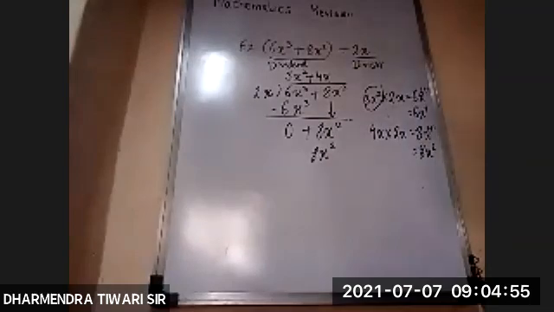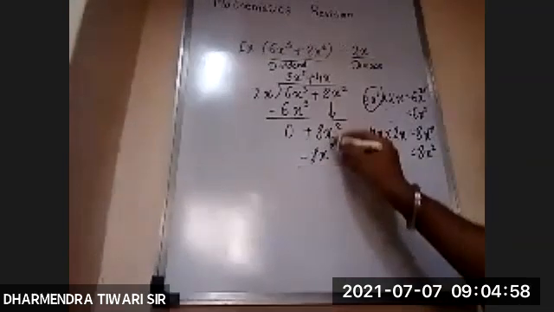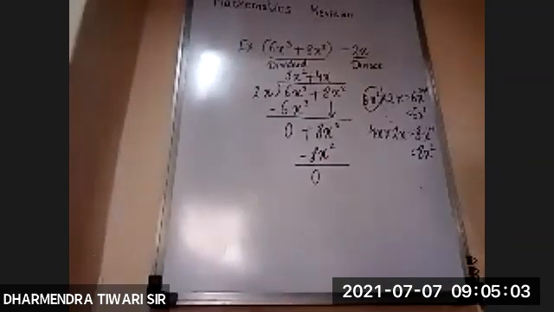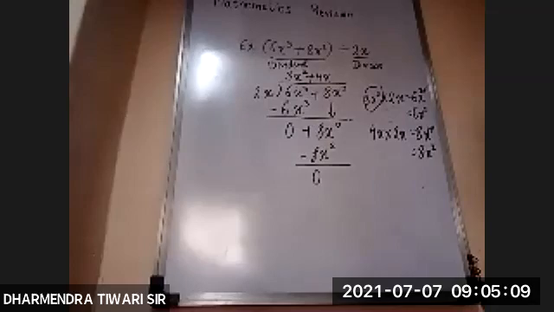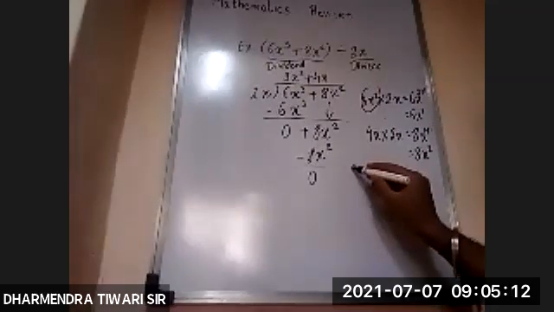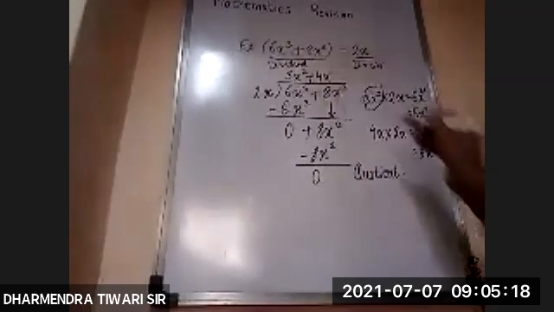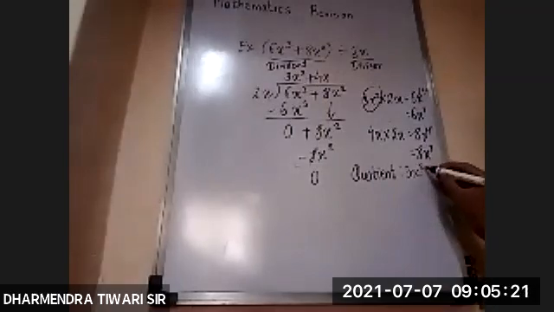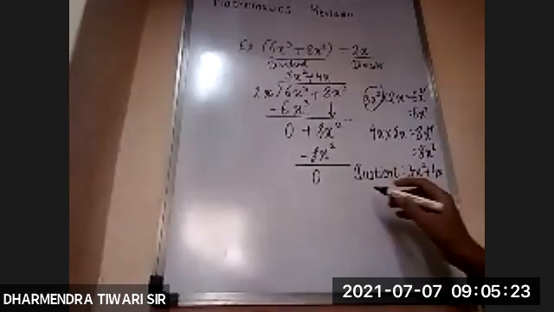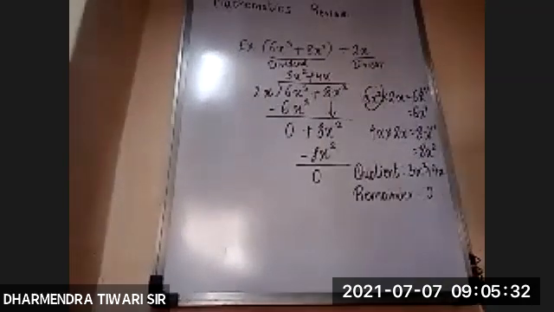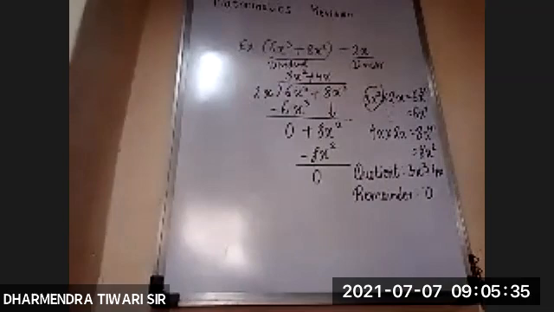As I've told you, you have to take the opposite sign so that they get cancelled. What remains? 0. So here, if they ask you to write the quotient and remainder, we can write the quotient as 3x square plus 4x. Remainder as 0. We are through.